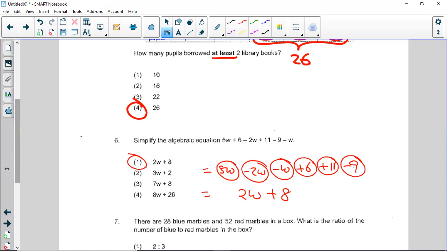Okay, Alistair, can you turn your screen? It's a bit upside down.